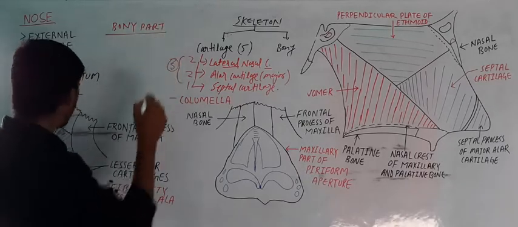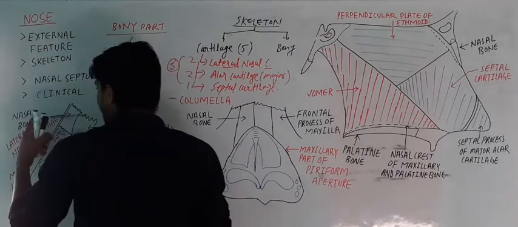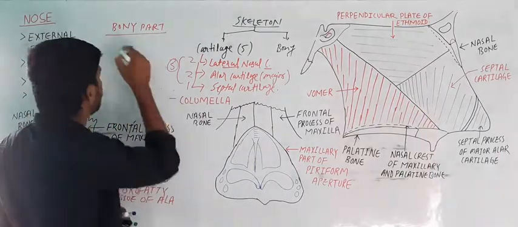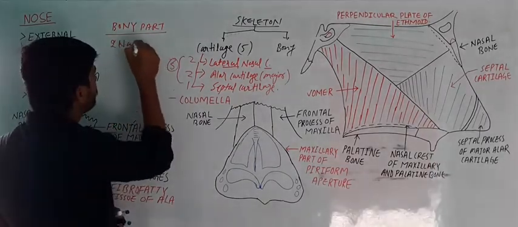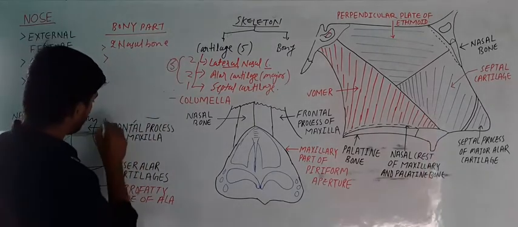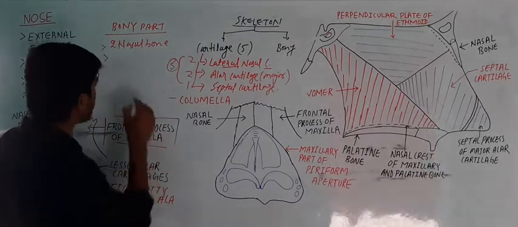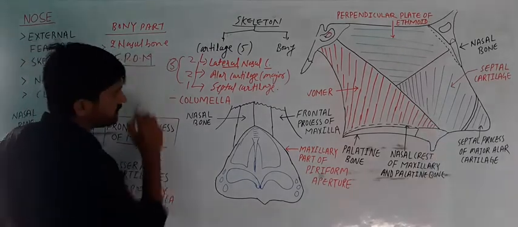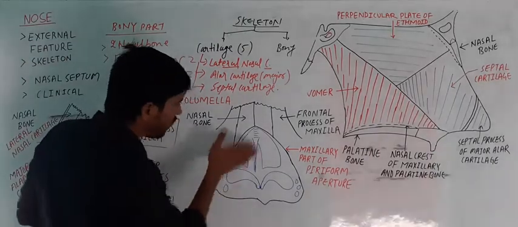So this nose is formed by, one thing is the nasal bone and second is the frontal process of the maxilla. So two nasal bones and one frontal process of the maxilla. See, this is the vertical diagram.